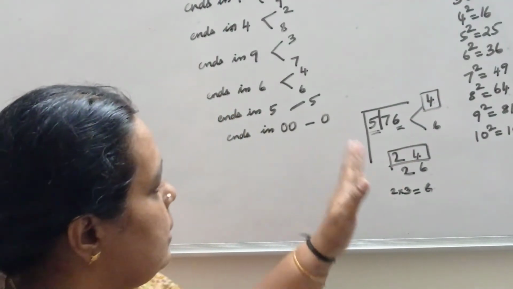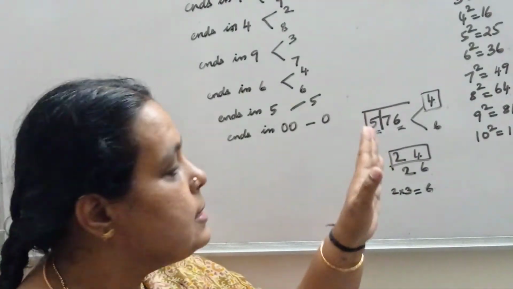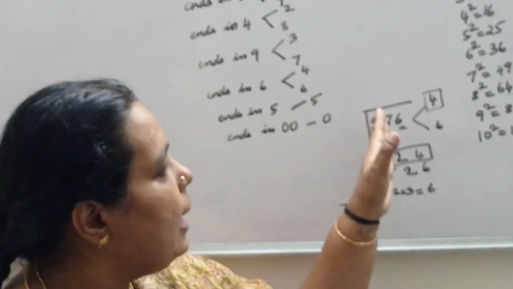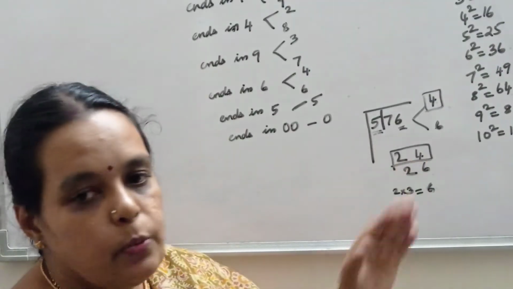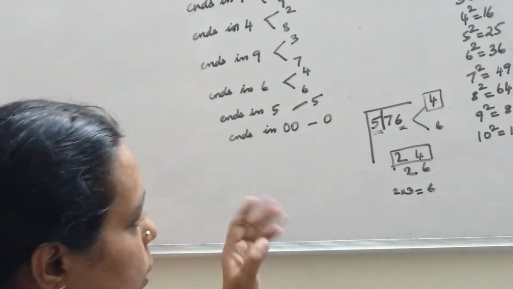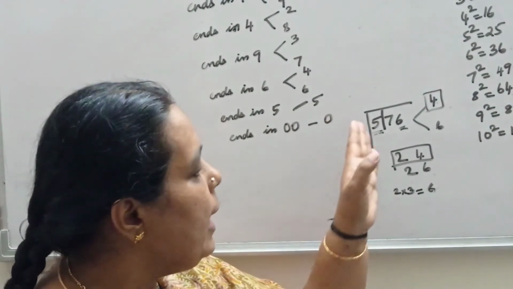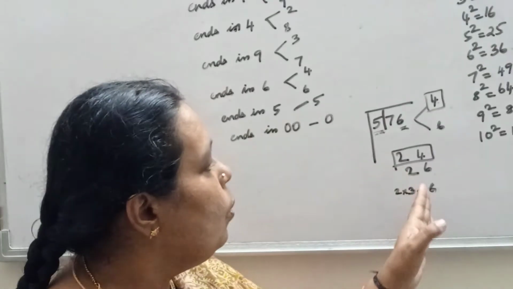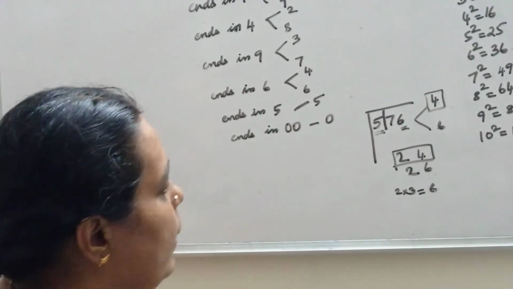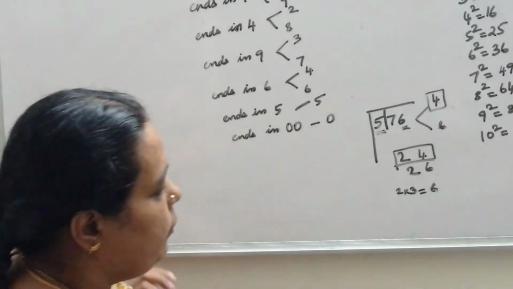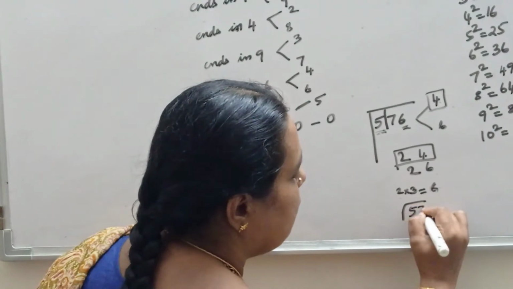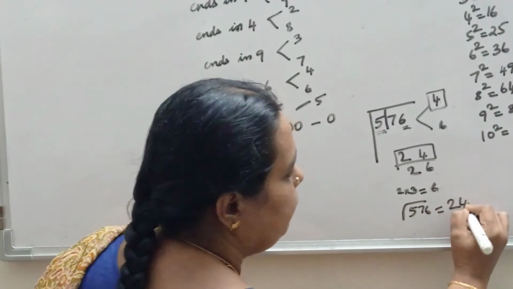If suppose the number here is greater than 6, then we will have to take the greater number. Then 26 will be the square root. In this case, 5 is lesser than 6, so the smaller number will be the square root. So the square root of 576 is 24.